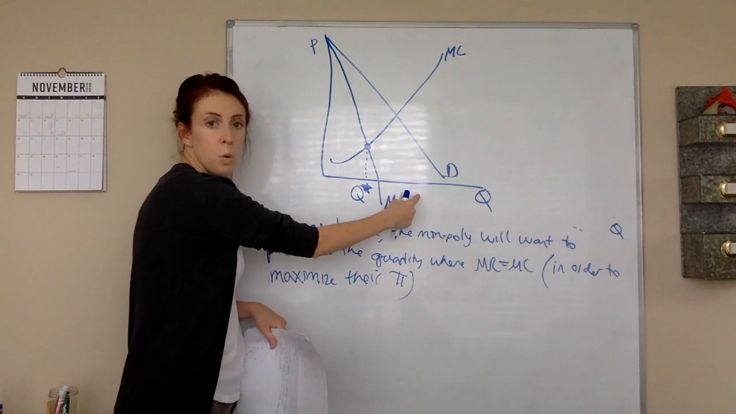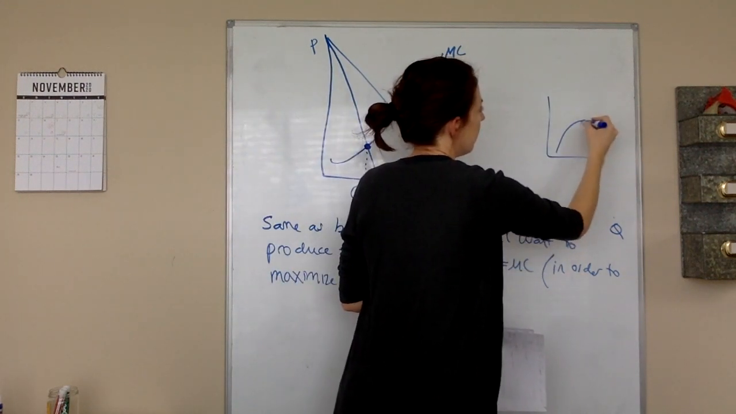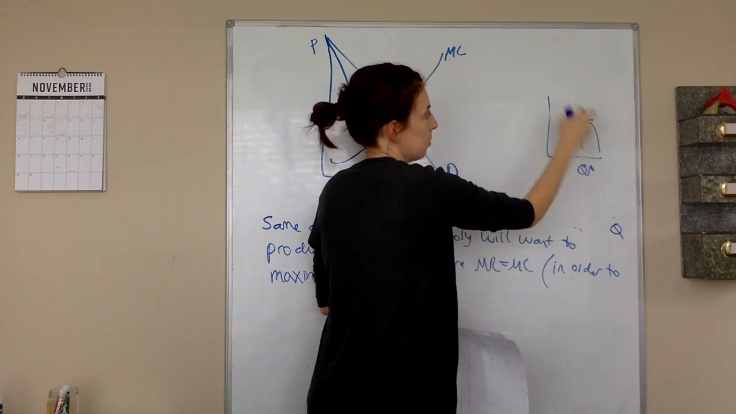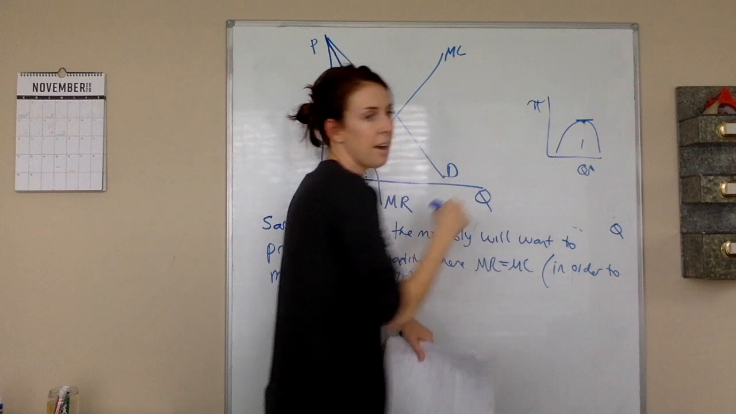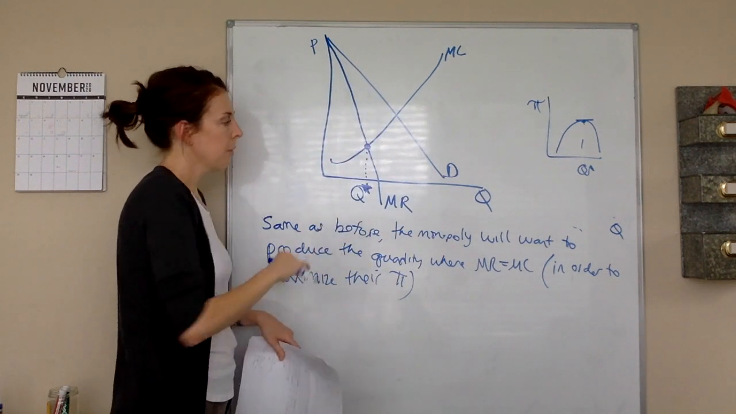They're not going to want to produce more than that, otherwise if they produce more than that, then they'd be losing profit. If they produce less than that, then they'd be losing profit. So this is going to be the sweet spot.